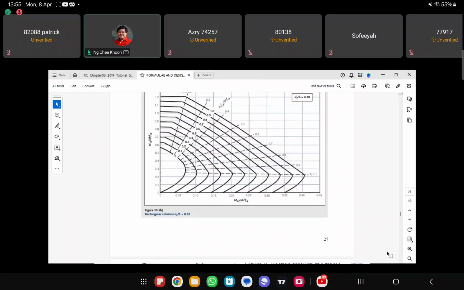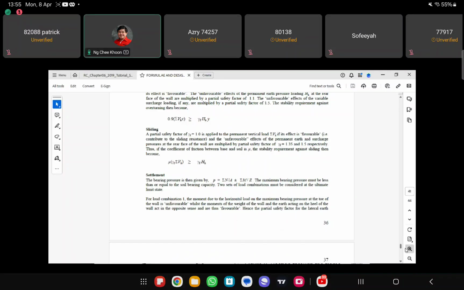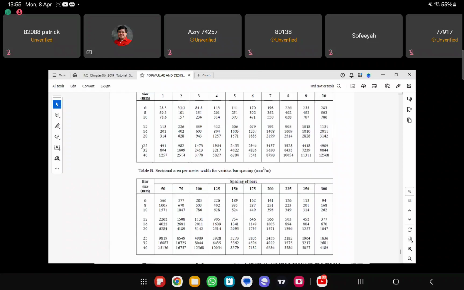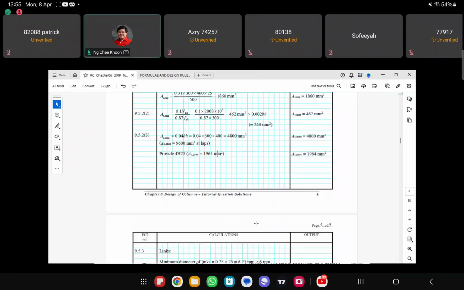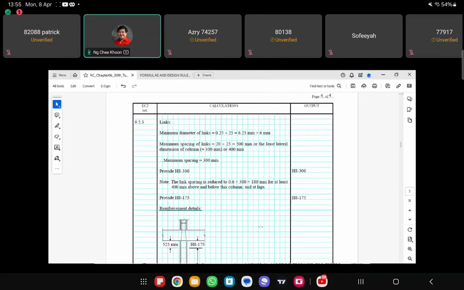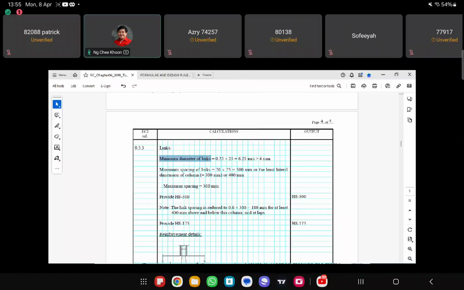Okay. So let's say we use 25 mm bars. 4 bars will give you 1964 square millimeter. So I just provide 4H25, right? And then for the links, we said that it cannot be smaller than 1/4 of the larger diameter.